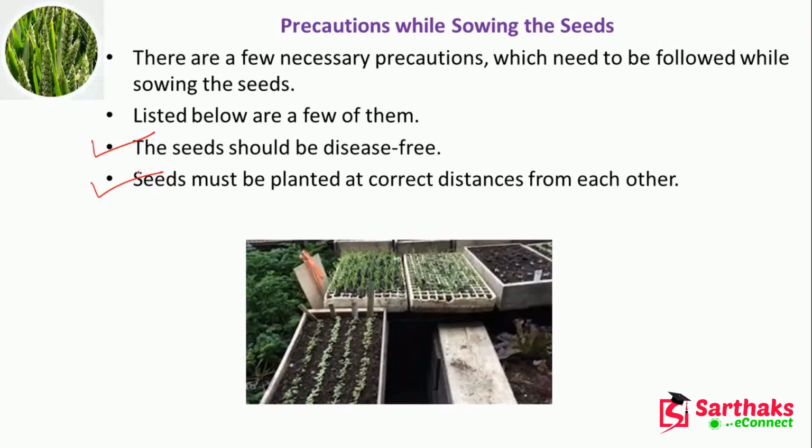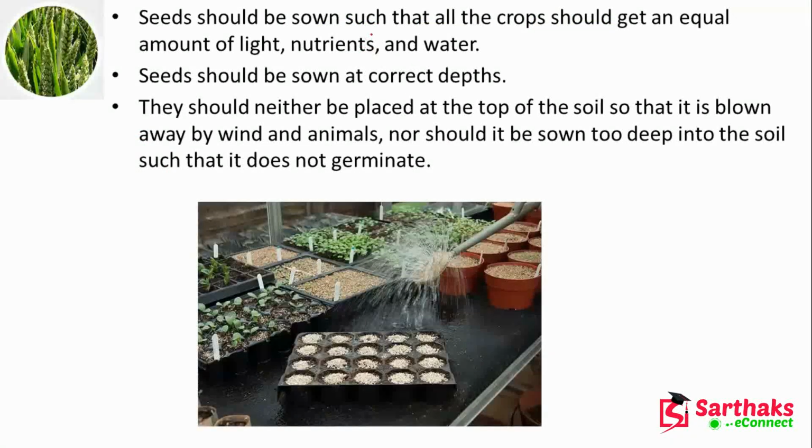You will face a problem at the time of irrigation. Also, you will face a problem at the time of weeding. So that's why the seeds must be planted at the correct distance from each other. And seeds should be sown such that all the crops get an equal amount of light, nutrients, and water. A seed is a very tiny thing, but a crop plant is not. So one crop plant should not deprive another of nutrients or water. So how can you do it?